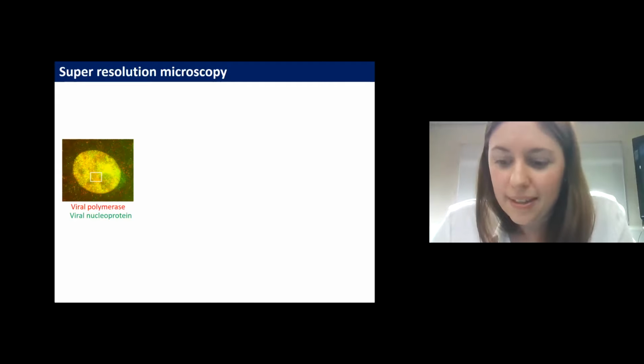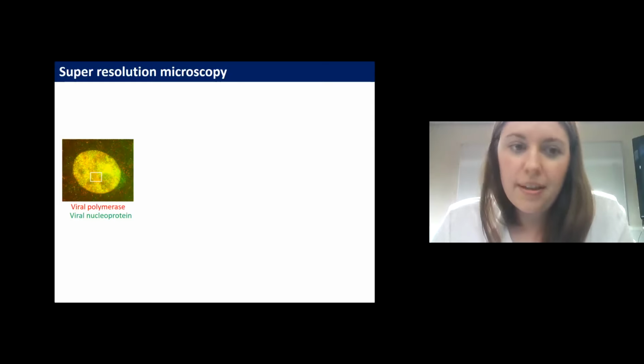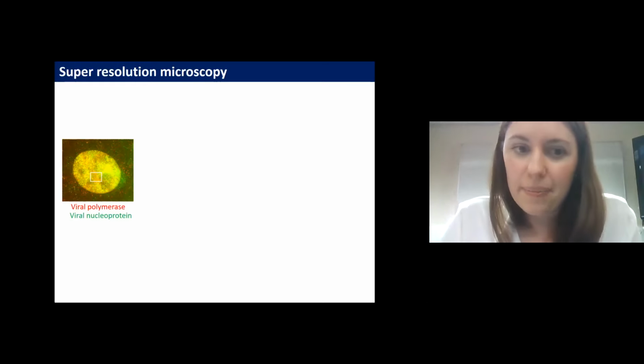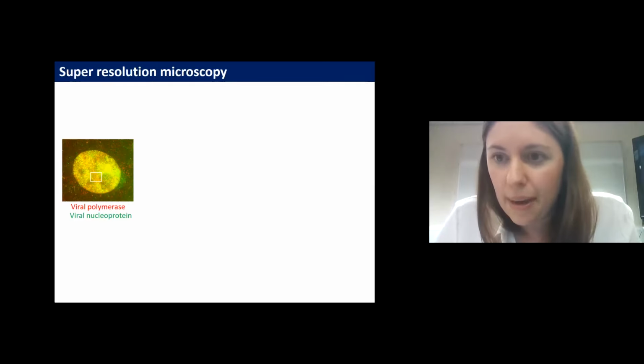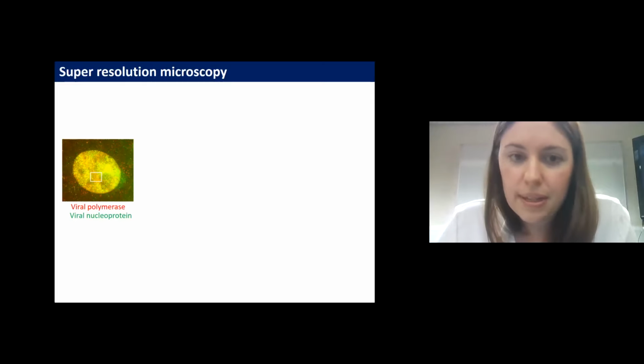So one of the examples that I'll show you is a technique called STORM, and this is something that we use quite commonly in the lab. If you have an image where all the fluorophores are switched on at the same time in your sample, they're going to be overlapping and so close together you can't resolve any individual fluorophores.